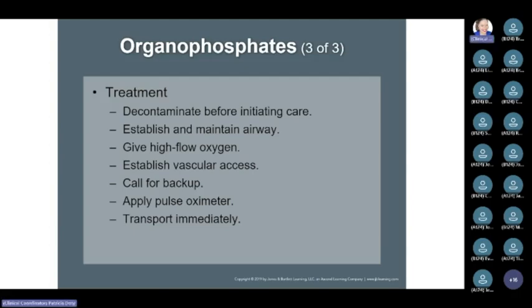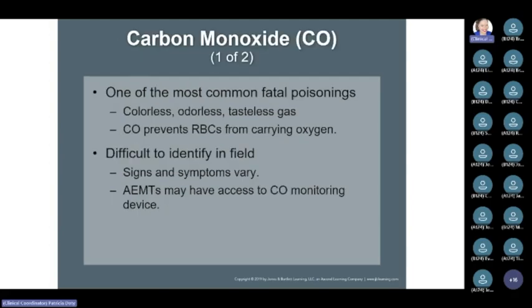Now, we do have an antidote for this, and that's 2-PAM, or Protopam. It's in our Mark 1 kit, and so you may have that also. Not on the truck, that's not going to be on the truck. It'll be in the ER.